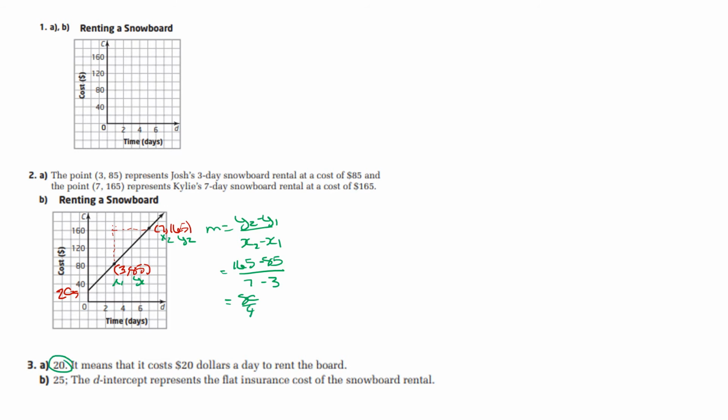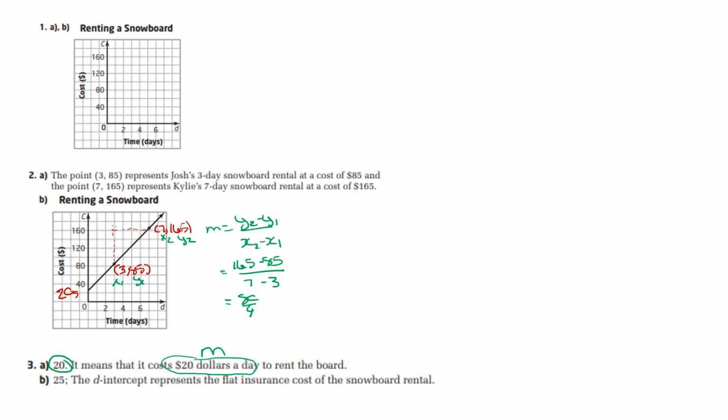So what does the slope mean? In this case, because it's a word problem, it means it costs $20 a day. So that's your variable number, that's your changing number. So we now know how much money it costs per day. That's what the slope is.